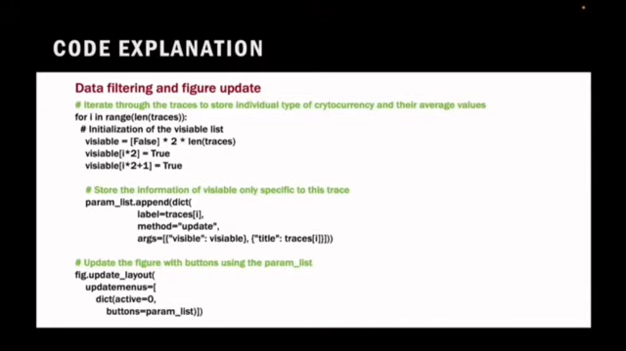So the visibility of data is implemented by creating a list of visibility options. In other words, visibility true or false given a type of cryptocurrency, which achieves data filtering in the graph. The graph is then updated with the visibility options, integrated with the button functionalities.